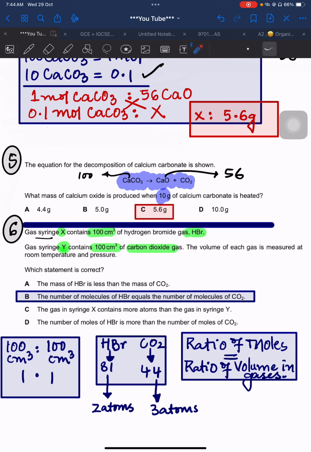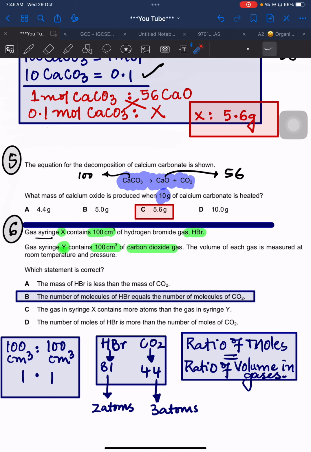We can say that 1 mole of every substance has the same number of particles, which is 6.02 into 10 raised to the power 23. So if we calculate the moles of 100 centimeter cube of one and the moles of 100 centimeter cube of the other, the mole value will be the same. When their mole value is the same, their number of molecules, their number of particles will be the same as well. So in 100 centimeter cube of HBr and in 100 centimeter cube of CO2, both of them will have the same volume, the same mole, and the same number of molecules.